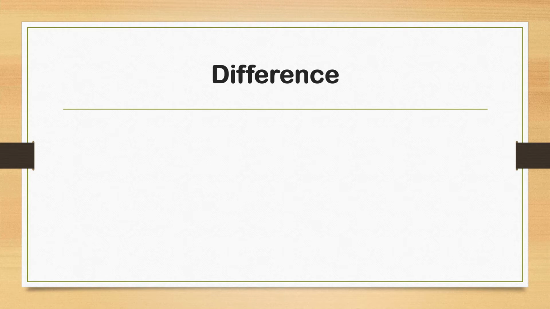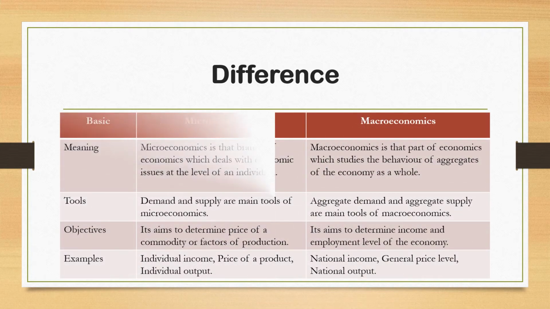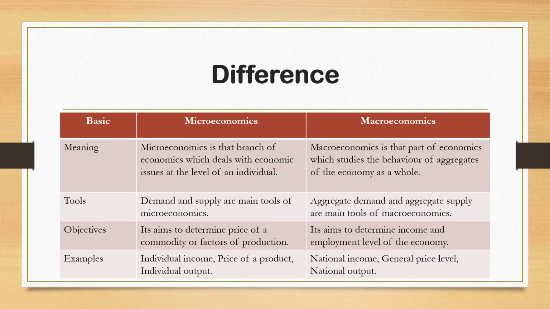Difference between microeconomics and macroeconomics. We differentiate between microeconomics and macroeconomics on their basics. We differentiate these two with four basics. First, meaning of these two. Second, tools of these two. Third, objectives of these two. Fourth, examples of these two.